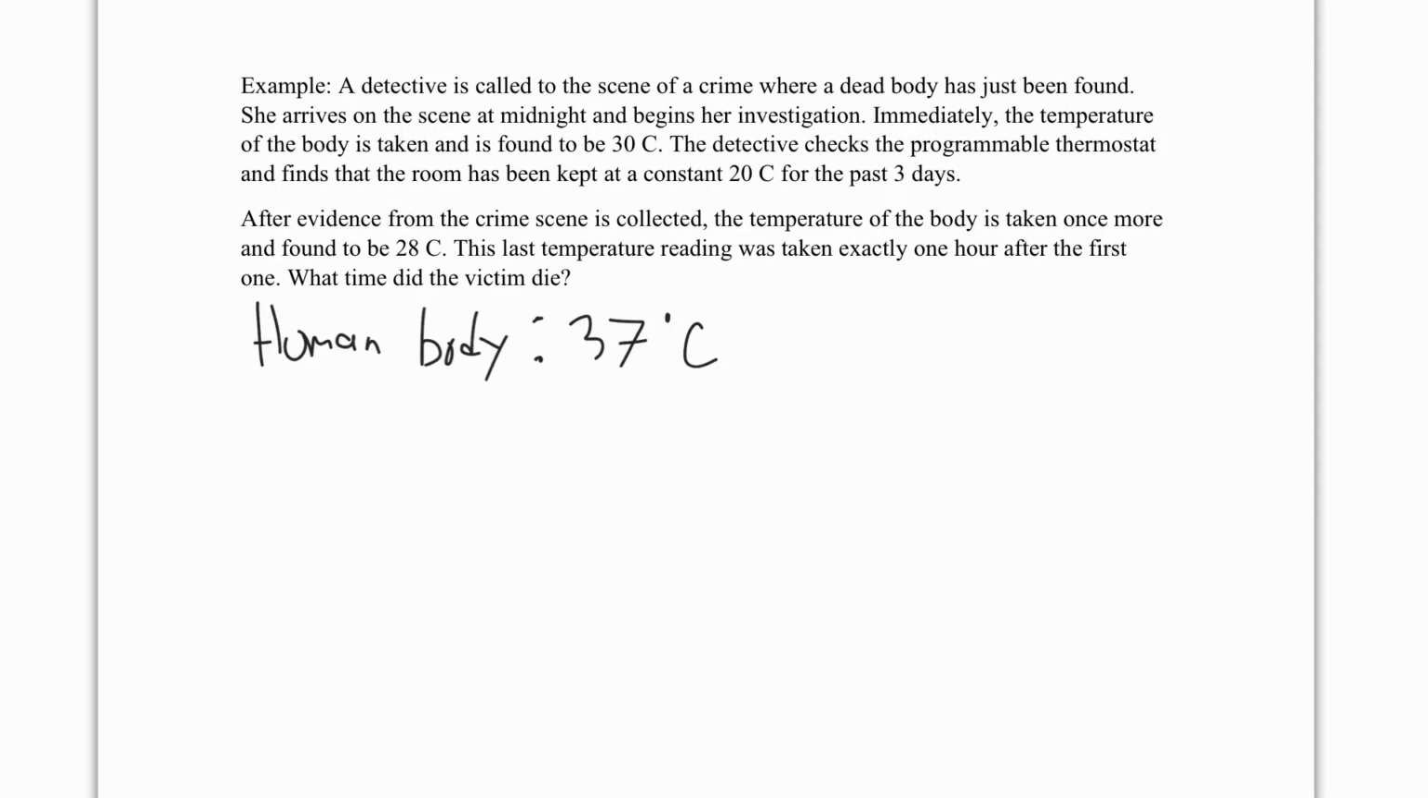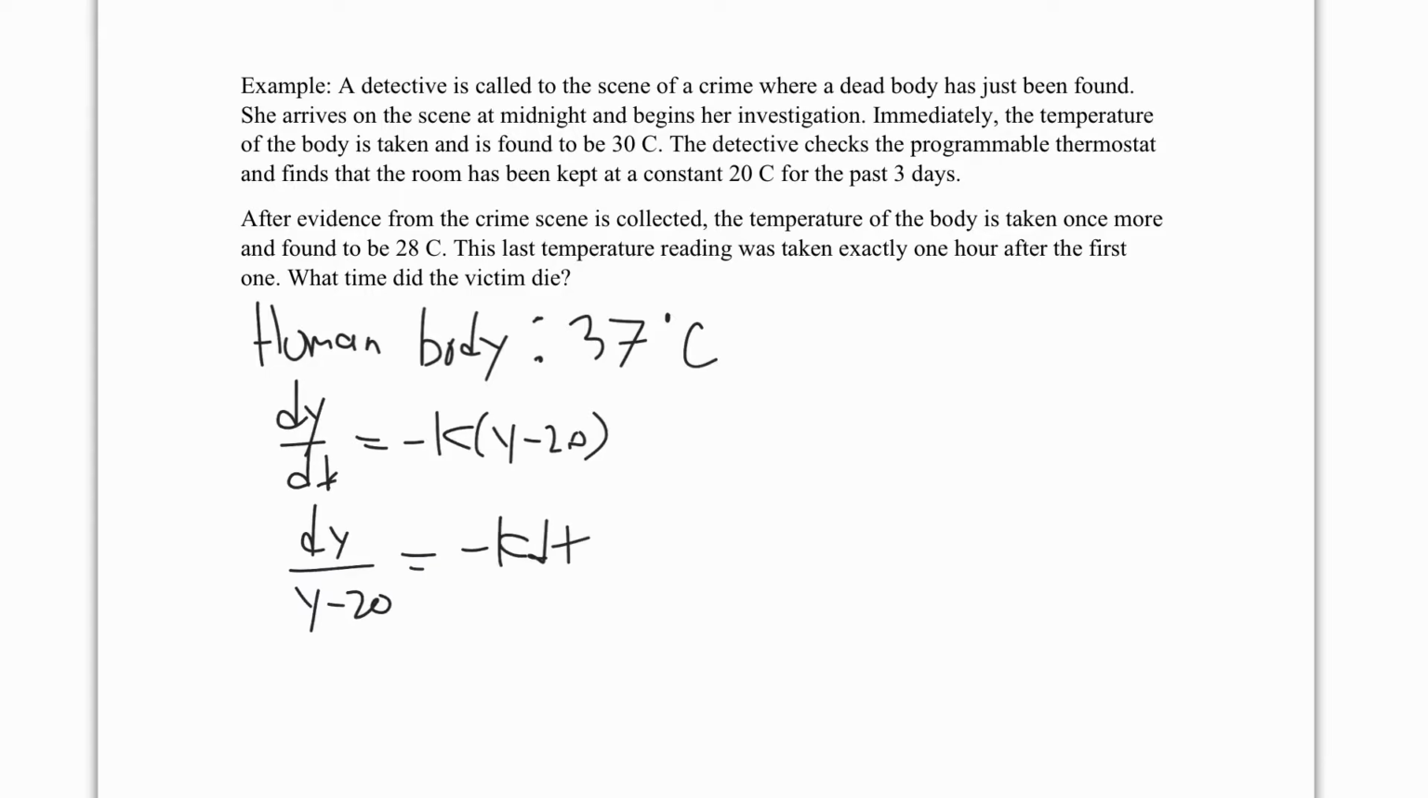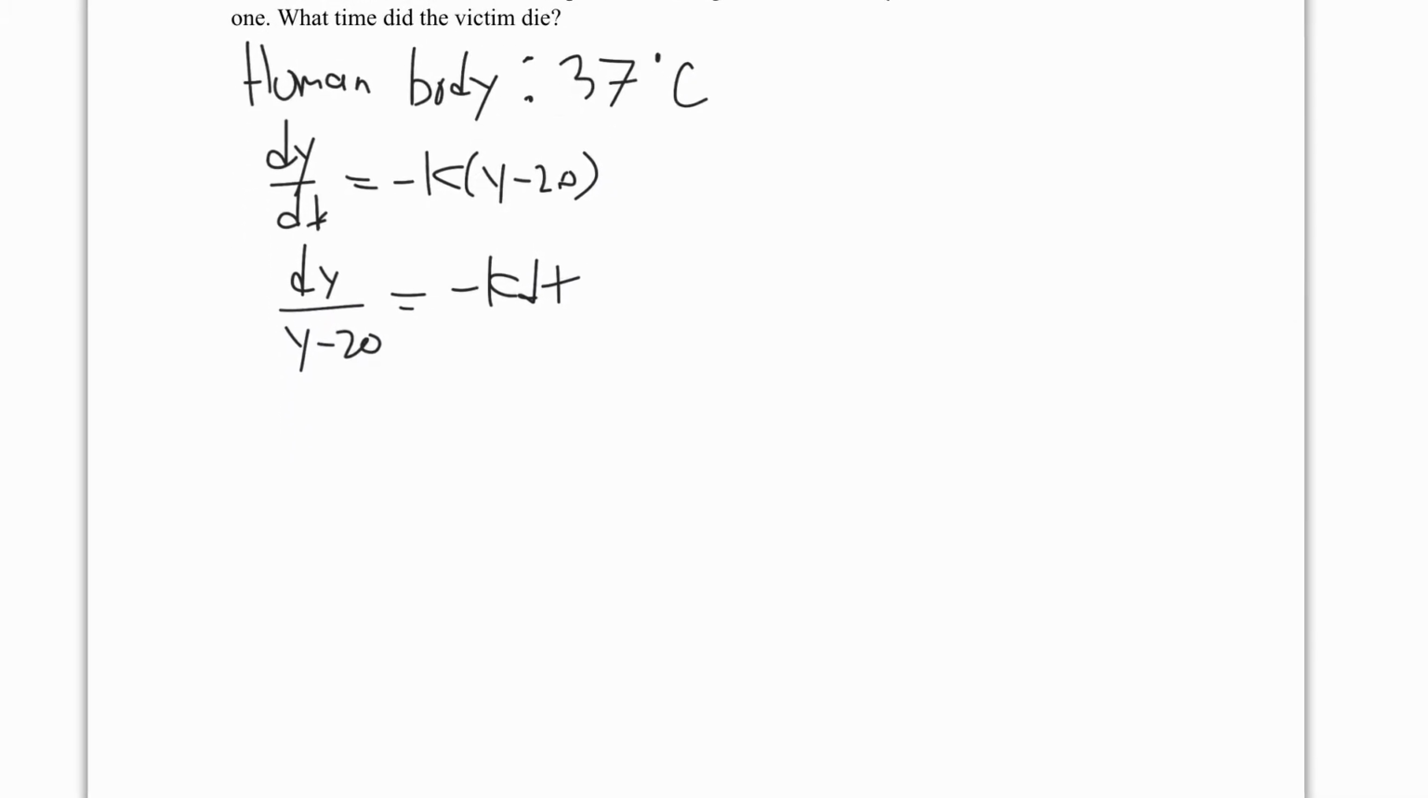Well, let's start at the beginning and do our differential equation. So dy/dt is equal to negative k (y minus 20). And so it's going to be the same as before, but I'll go ahead and do the math for you. So dy over (y minus 20) equals negative k dt. So we go ahead and do the integral.